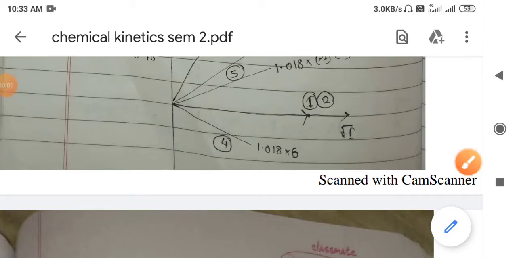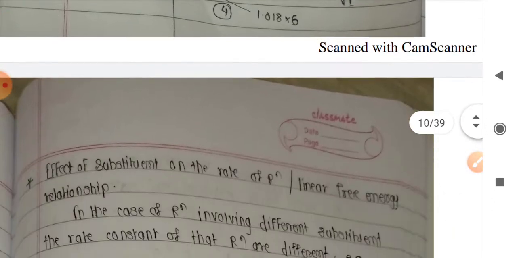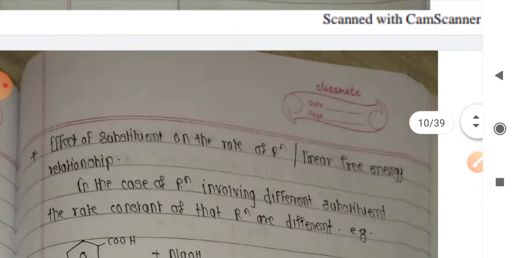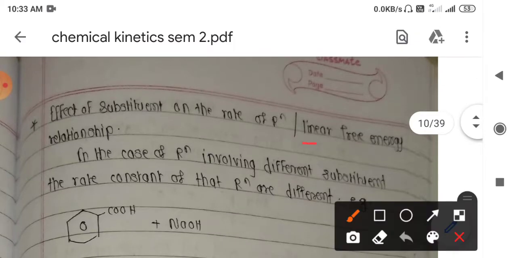In the previous lecture we finished with the effect of ionic strength and the effect of dielectric constant on the rate constant of a reaction. Now we are left with only the third parameter, that is the effect of substituent on the rate of reaction, which is also called what? The linear free energy relationship.